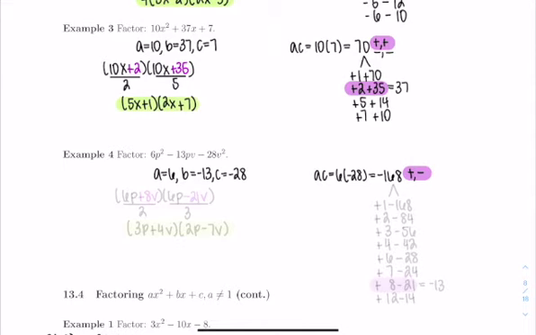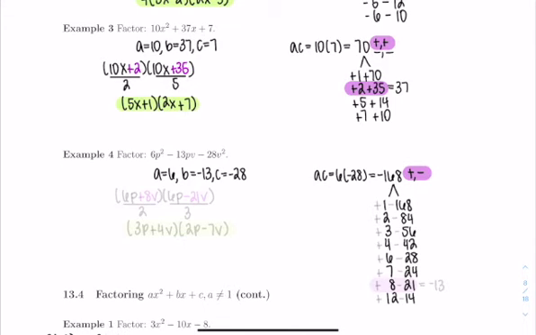And so let's go ahead and find all the factors of 168. So we have 1 and 168. We have 2 and 84. We have 3 and 56. We have 4 and 42. We have 6 and 28. We have 7 and 24. We have 8 and 21. And we have 12 and 14.